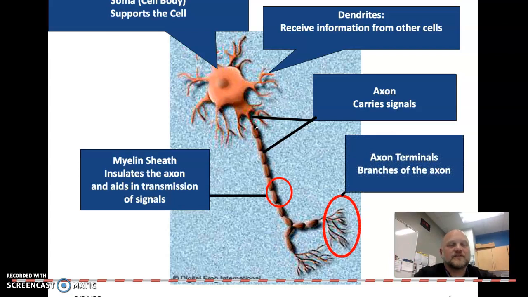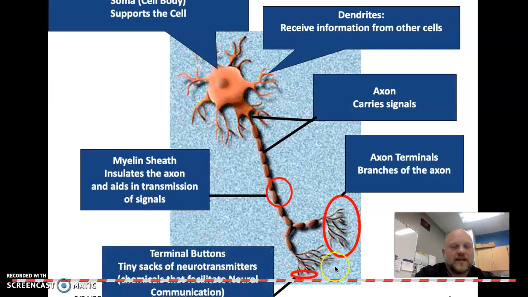Terminal means end. So at the end of the axon, we have these little branches. A lot of times people will get these mixed up with the dendrites because they're both branchy. But remember that the dendrites are going to be connected to the cell body. The axon terminals are the branches at the end of the axon. And what they do is, through these little buttons at the end of the terminal, they release the chemicals, which are called neurotransmitters. And they are released across a tiny little microscopic junction called a synapse.